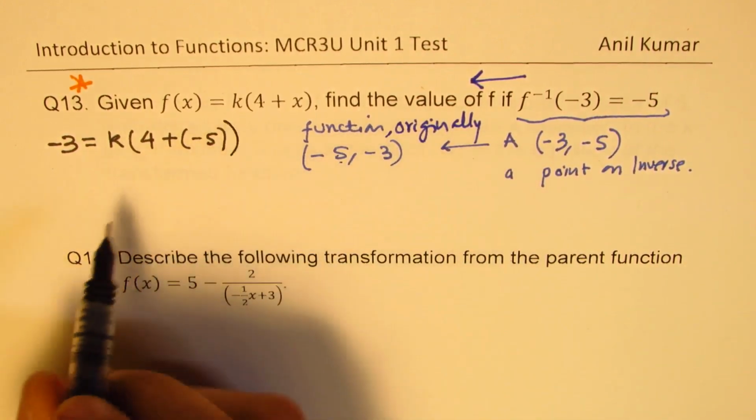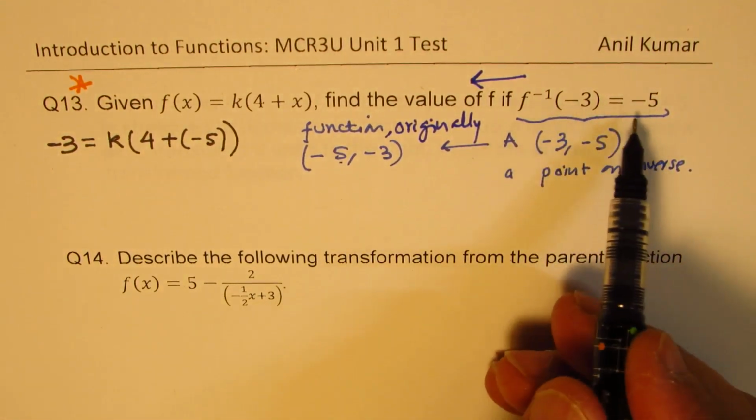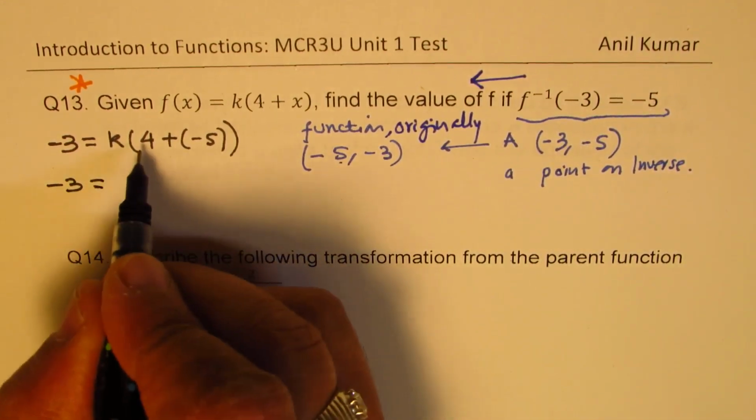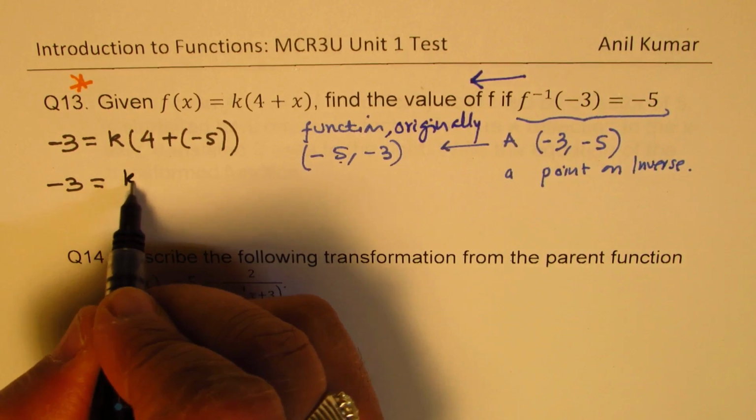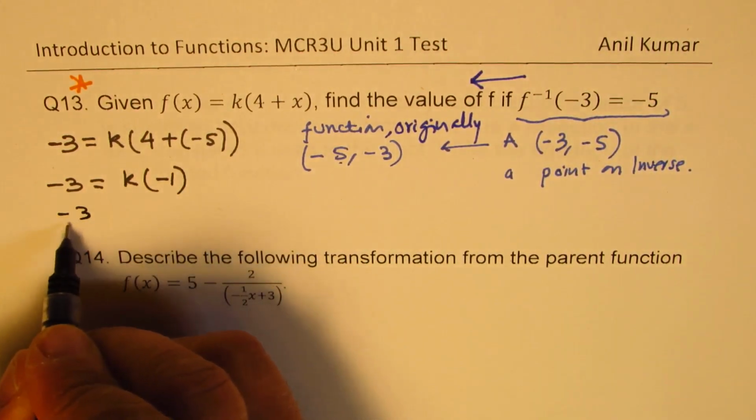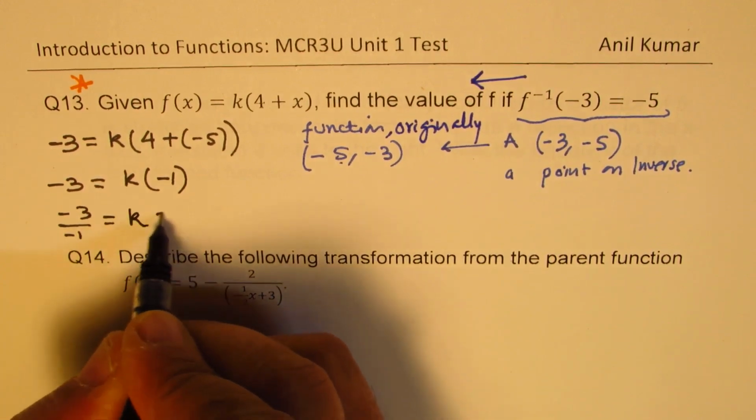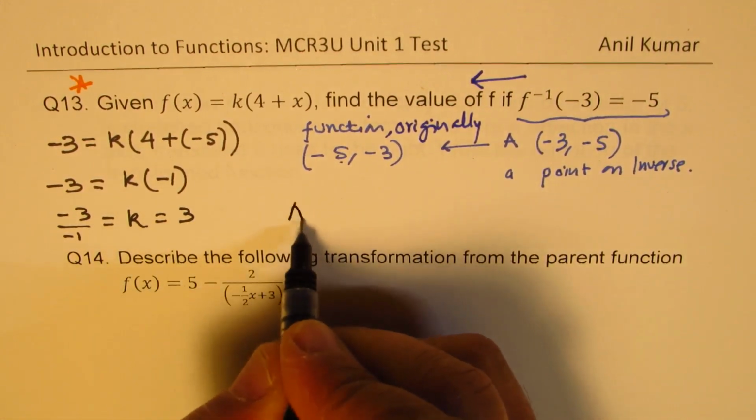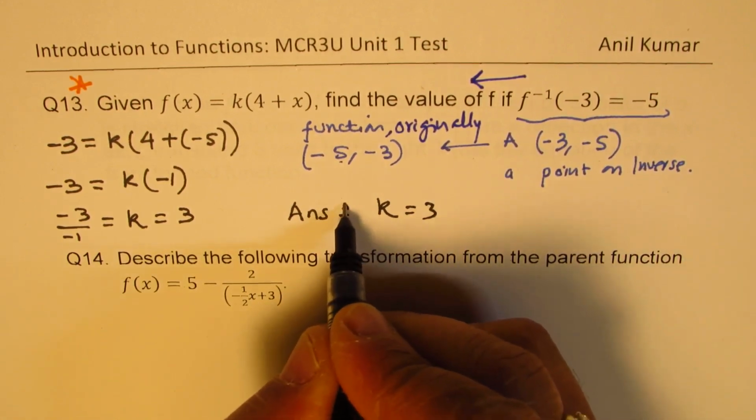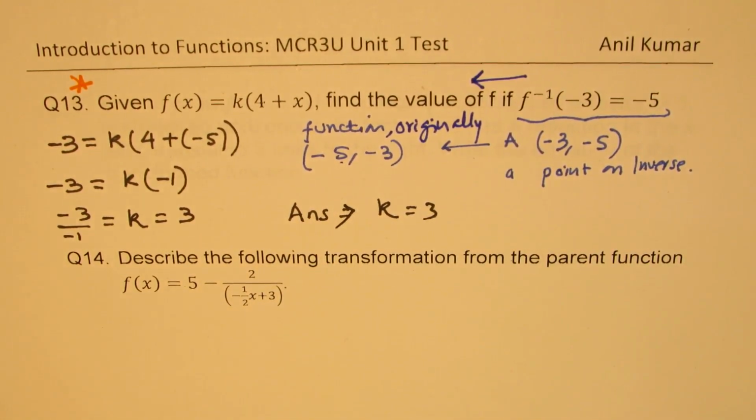Does that make sense to you? It's simple: when you're given a point on the inverse, just flip it. So we get minus 3 equals k times 4 minus 5, which is k times minus 1. So minus 3 divided by minus 1 is k, which is equal to 3. So our answer is k equals 3. Is that clear to you? That is how we are going to answer this question.